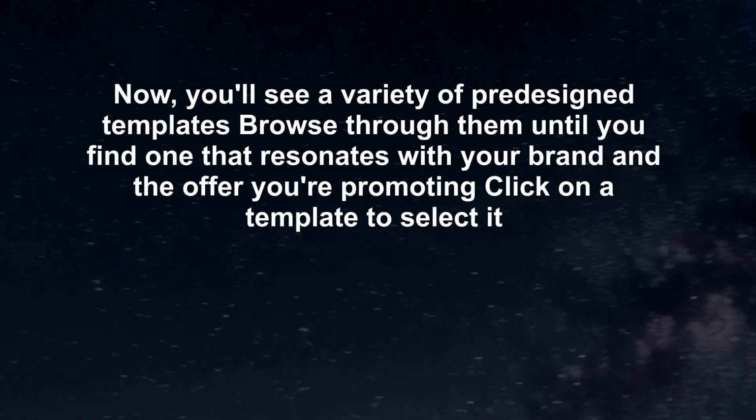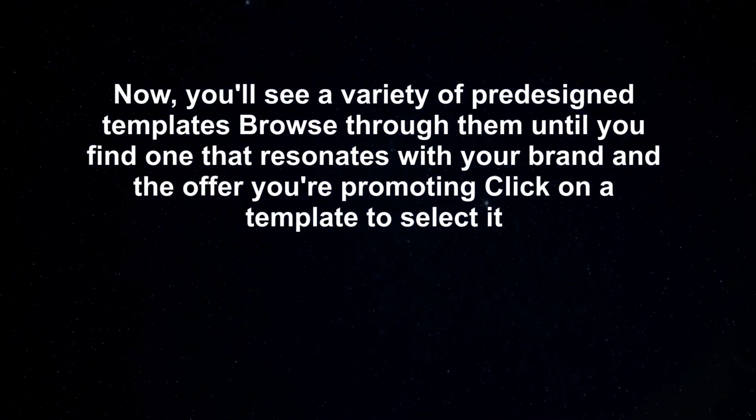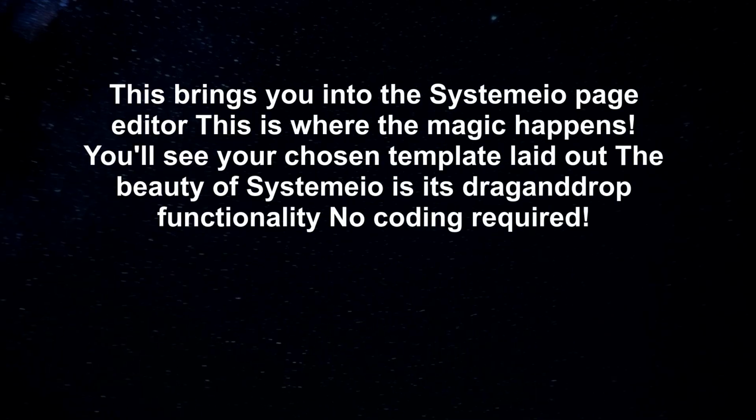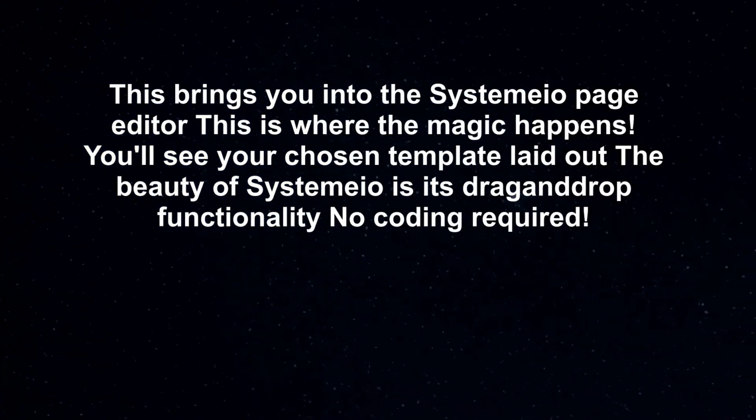Now, you'll see a variety of pre-designed templates. Browse through them until you find one that resonates with your brand and the offer you're promoting. Click on a template to select it. This brings you into the System.io page editor. This is where the magic happens.